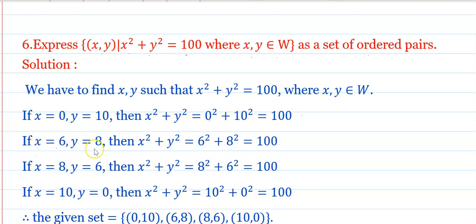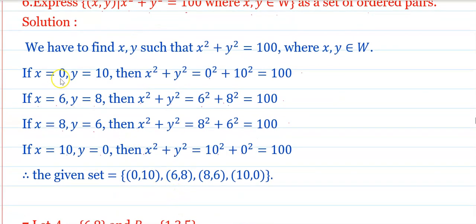X is 6, y is 8. X square plus y square, 6 square plus 8 square, that is 36 plus 64, then you will get 100. X is 8, y is 6. Therefore, x square plus y square is 64 plus 36, then you will get 100. X is 10, y is 0. X square plus y square, that is 100 plus 0, then you will get 100. Now the given set is (0, 10), (6, 8), (8, 6), (10, 0) in this way.